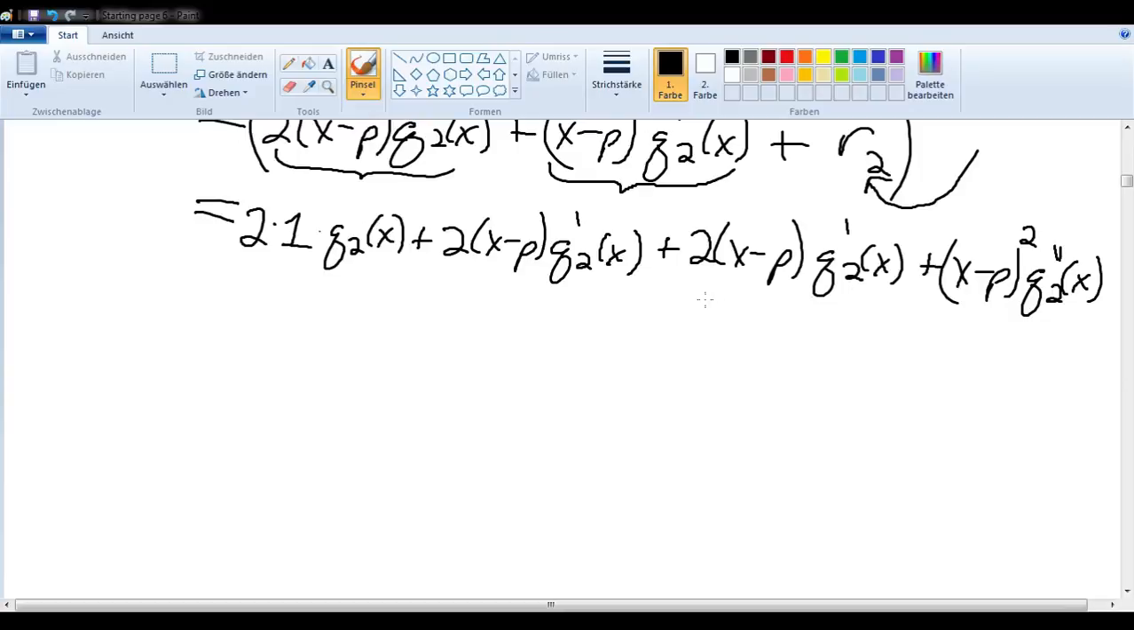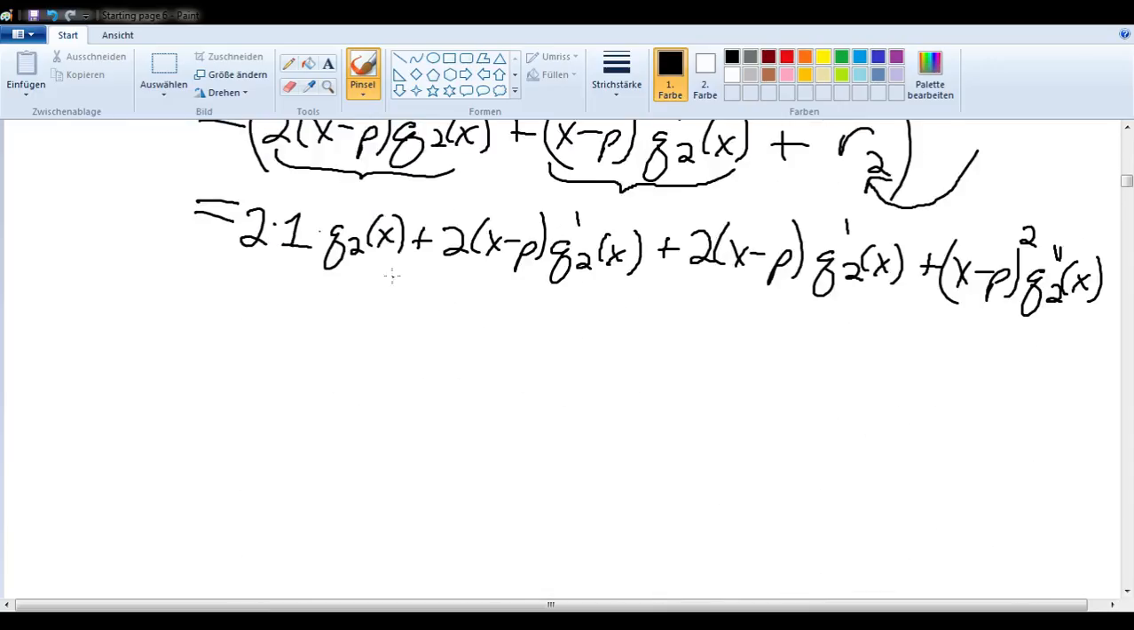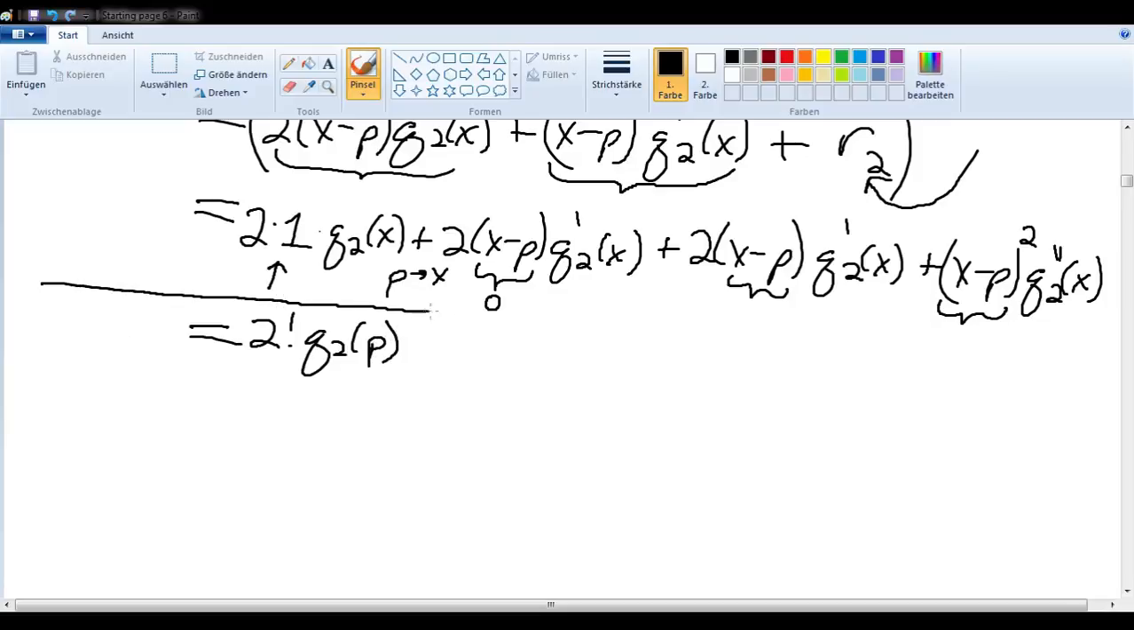And we can already see that we've reached our goal because we want to sub in p for x, right? And if we sub in p for x, then this part is going to fall away, right? And this part is also going to fall away, and this part too. So we are left with, if I take that quite literally, 2 factorial times q sub 2 of p. Let's say that what I did here was I said I'm done with that, and here I'm subbing in p.